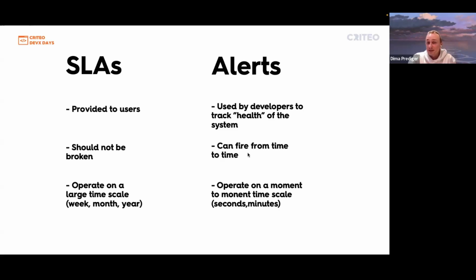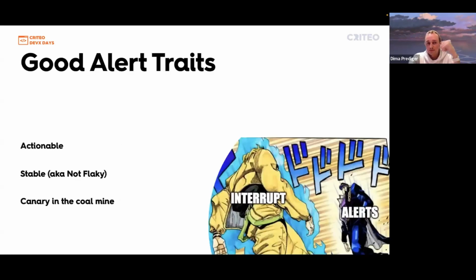So let's discuss next what makes a good alert. A good alert is actionable. You should be able to resolve it. If an alert does not tell you what to do, it's not a very useful one, because you will panic, you don't know what to do, what's happening. It puts unneeded stress on your on-call.